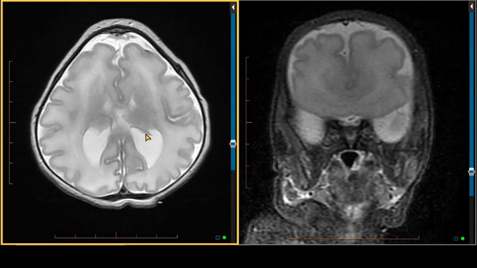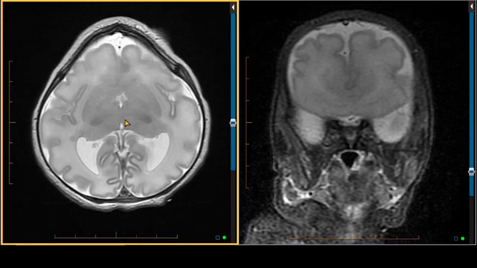We also have a slightly dysmorphic ventricular system, but much less so than in the case of semilobar holoprosencephaly that we saw, and much closer to normal than the case of alobar holoprosencephaly, which we saw. There's some fusion of the thalami, but the thalami are otherwise separately formed. This almost looks like a large massa intermedia.